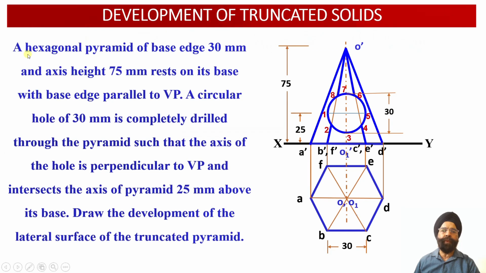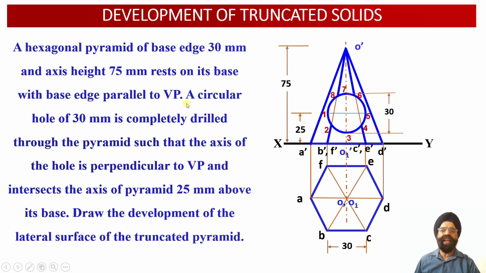Now here we have been provided with a hexagonal pyramid of base edge 30 mm and axial height 75 mm. This hexagonal pyramid is resting on its base on the horizontal plane with one of the edges of the base parallel to the vertical plane. So here we have an edge of the base of the hexagonal pyramid, and it happens to be parallel to the vertical plane.